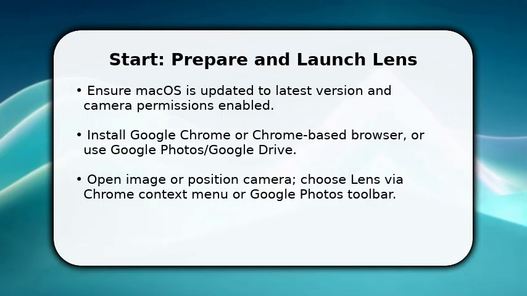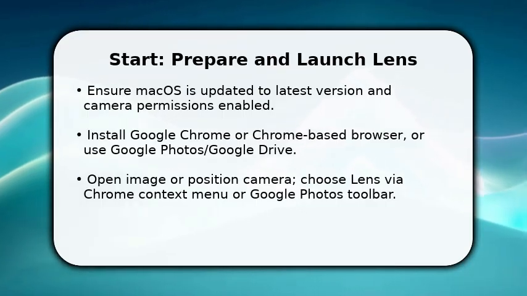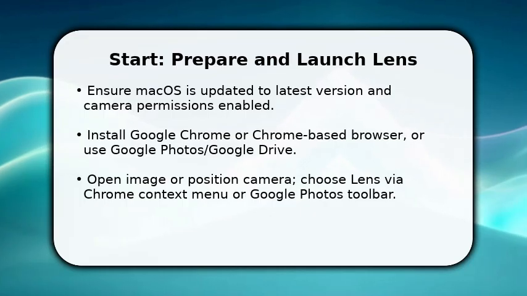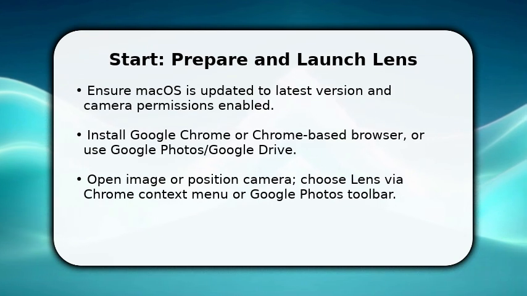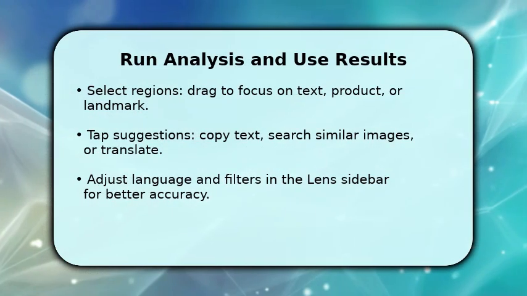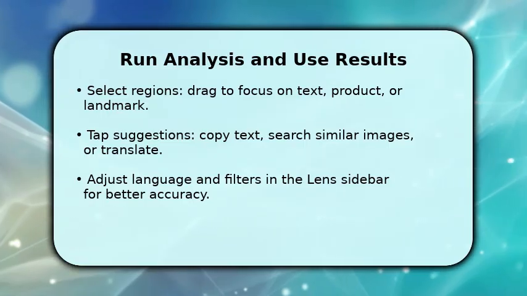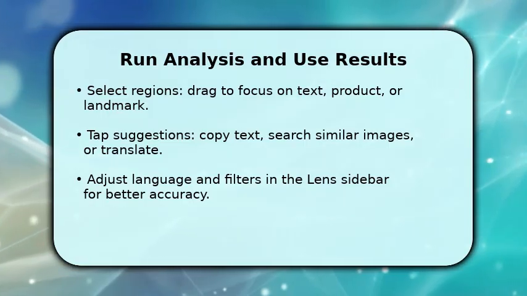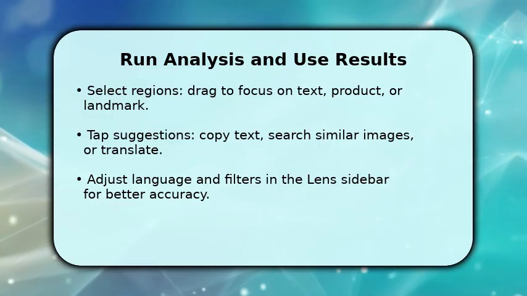Then right-click the image or select the lens icon in Photos. This first action hands control to Lens so it can identify text, objects, and links. Once Lens is active, you'll refine the area to analyze. Click and drag to crop to the text or object you care about, because Lens performs better on focused regions.